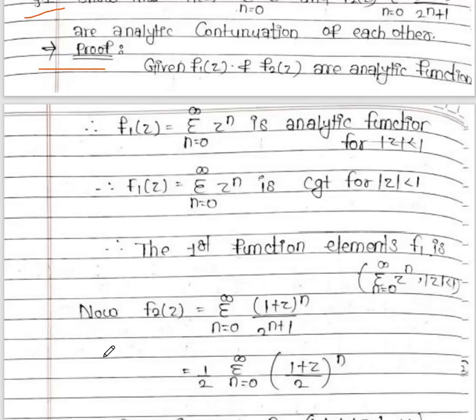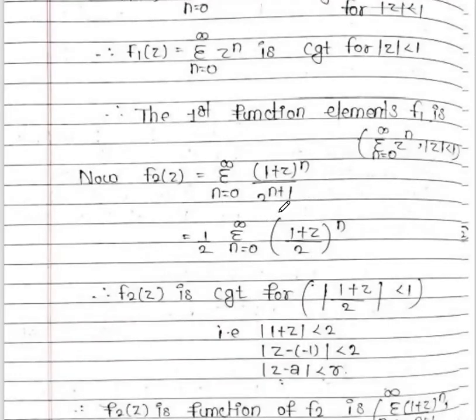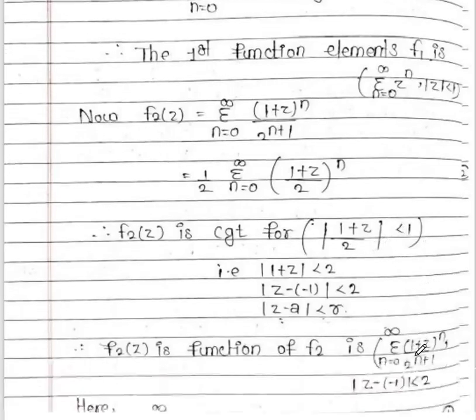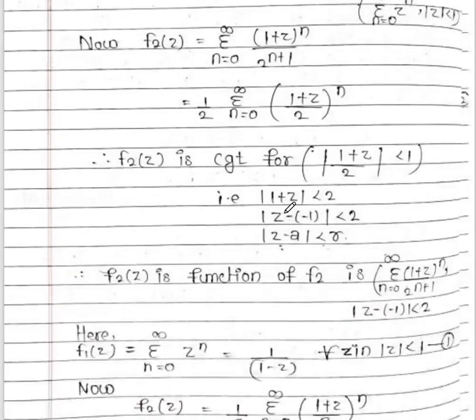Now the second, f2 of z equals summation n equals 0 to infinity of (1 plus z) to the power n upon 2 to the power n plus 1. Taking 1 by 2 common, this term can be written in this way. Therefore f2 of z is convergent for mod of (1 plus z) upon 2 less than 1. We can write this as mod of 1 plus z less than 2, multiplying on both sides. This can be written as mod of z minus (minus 1) less than 2, that is mod of z minus a less than r. So here 2 is the radius and a is the center of the circle.